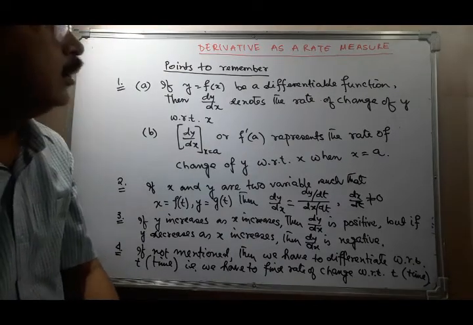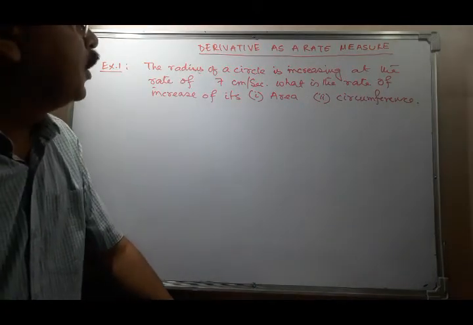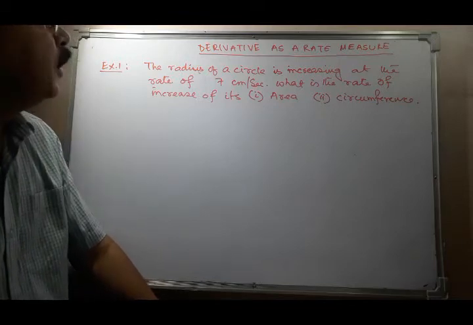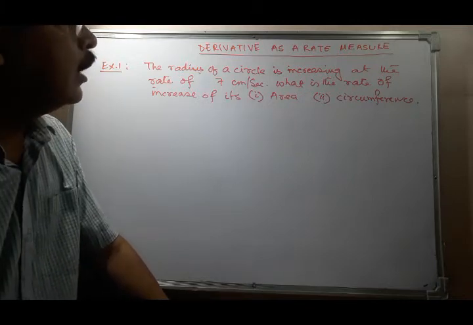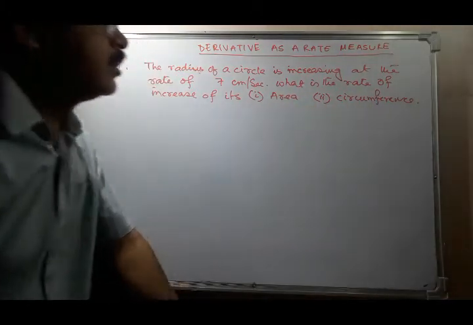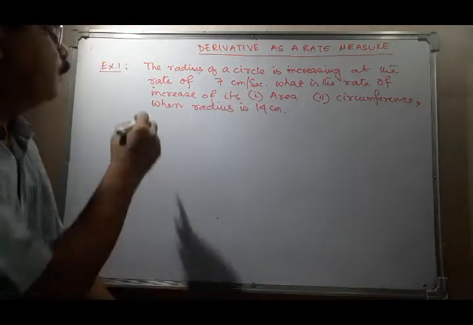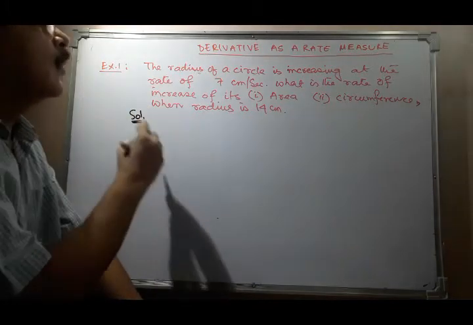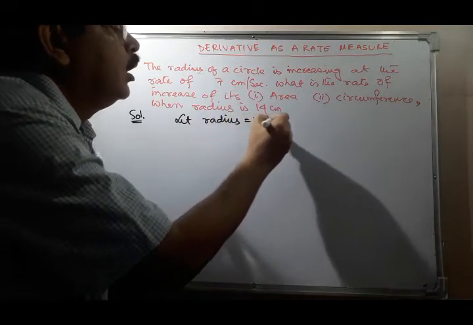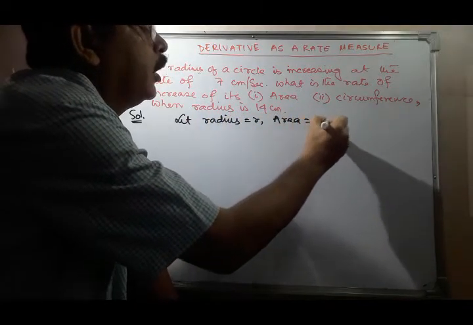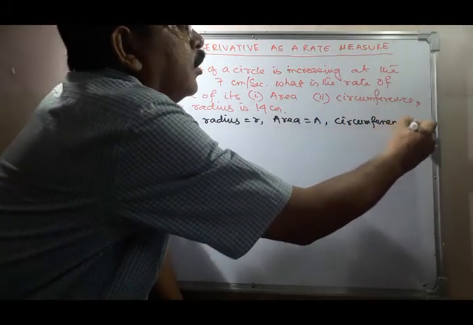Now I am explaining with a suitable example. Example 1. The radius of a circle is increasing at the rate of 7 cm per second. What is the rate of increase of its part 1, area, part 2, circumference, when radius is 14 cm? Solution. Let radius equal to r, area equal to A, circumference equal to C.